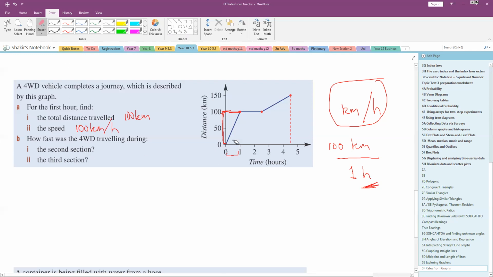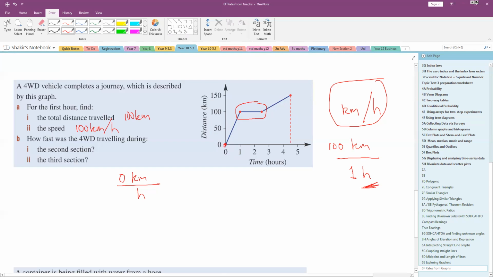And let's look at the next question. It says, how fast was the four-wheel drive traveling during the second section? So this is the second section. Again, it's speed, so to get speed we need to know kilometers over hours. How many kilometers did it travel in the second section? Well, it's 0, because it traveled 100 kilometers and then it stayed there. It didn't go further away.